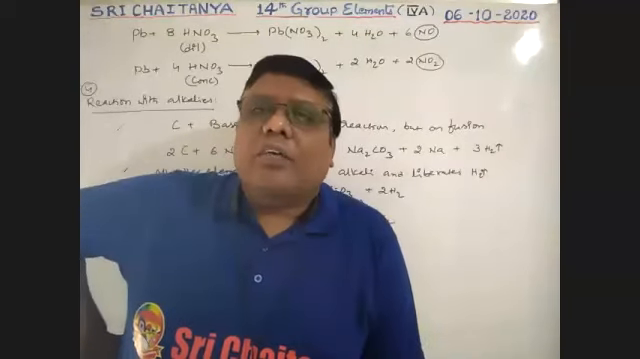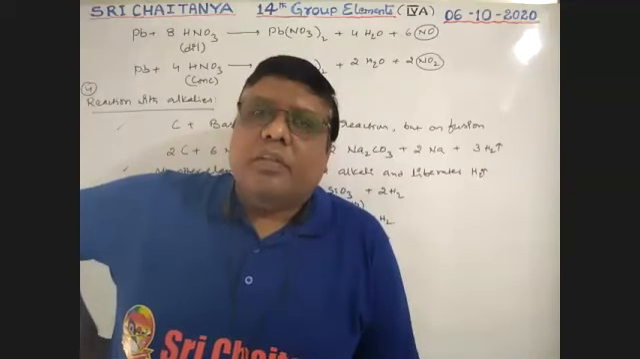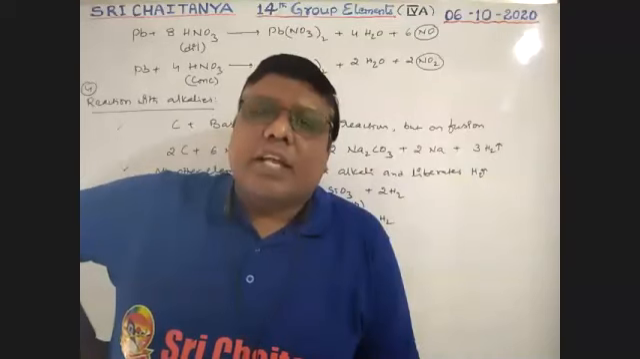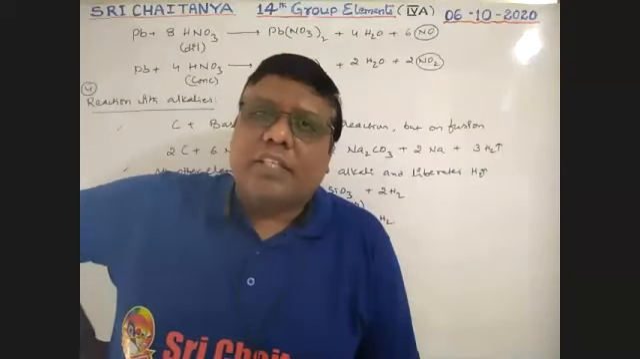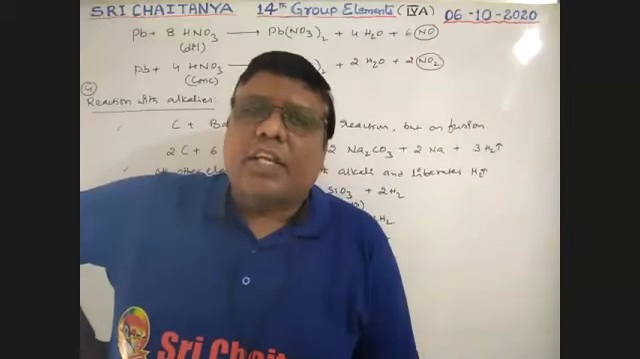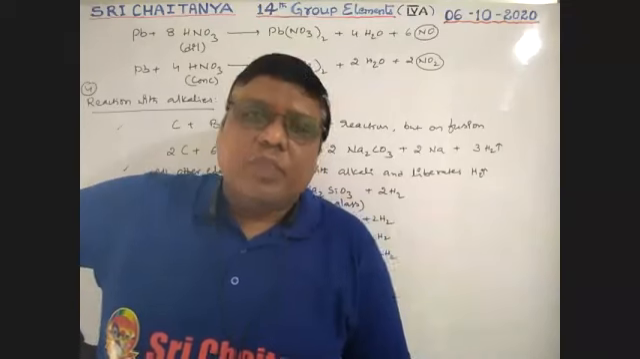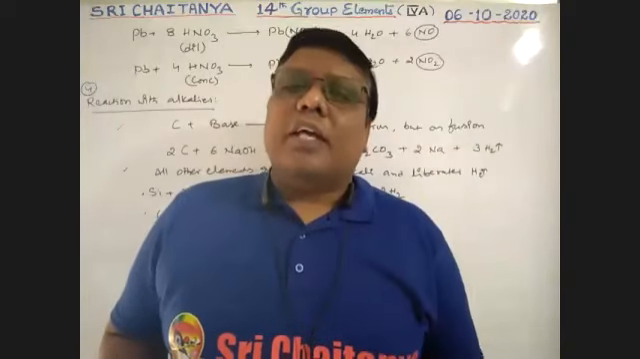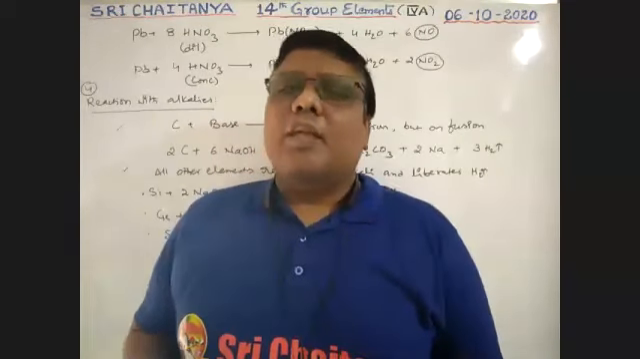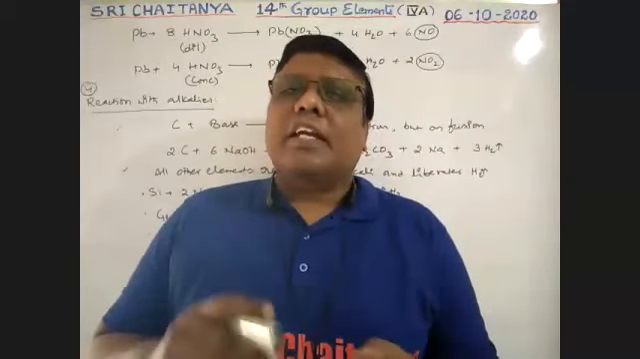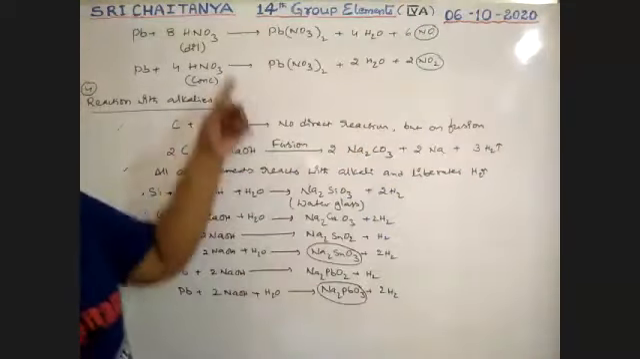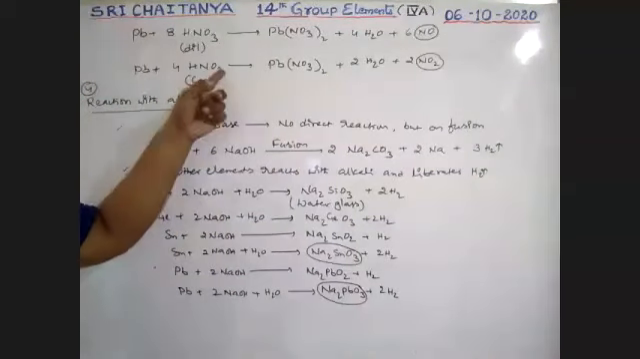Yesterday, we covered some of the general topics in our group 14 elements. Up to reactions with acids, some of the reactions were completed. Let us discuss the other reactions and other properties today. In yesterday's class, there was the reaction of the last element, lead, with acids. Reaction with HCl and H2SO4 was completed. Now, reaction with HNO3, these two are also very, very important, boys.